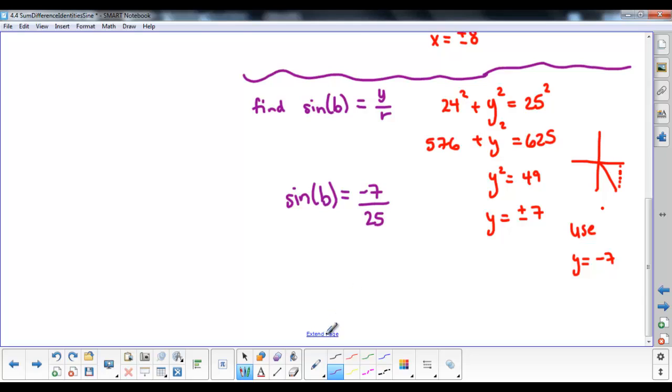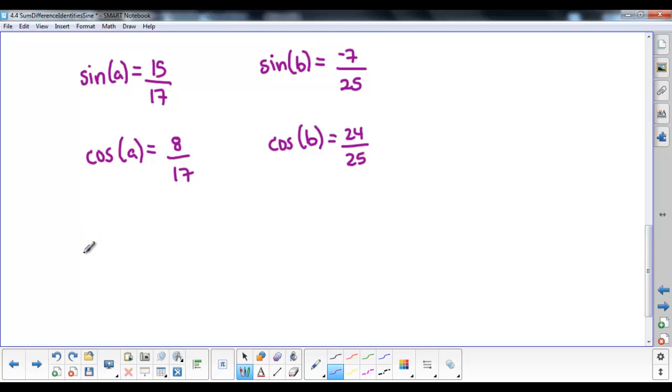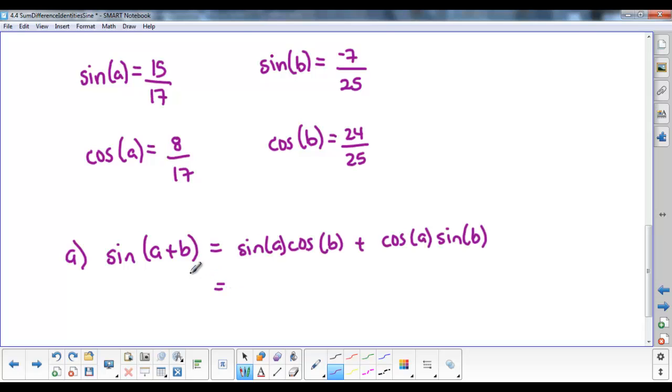Okay, so now that we have all that information, I'll just recall it here for you. We can go ahead and answer the questions. So the first one was sine of A plus B. Now if we were to expand that, and because we know sine A, cos B, cos A, and sine B, we can fill those values in.